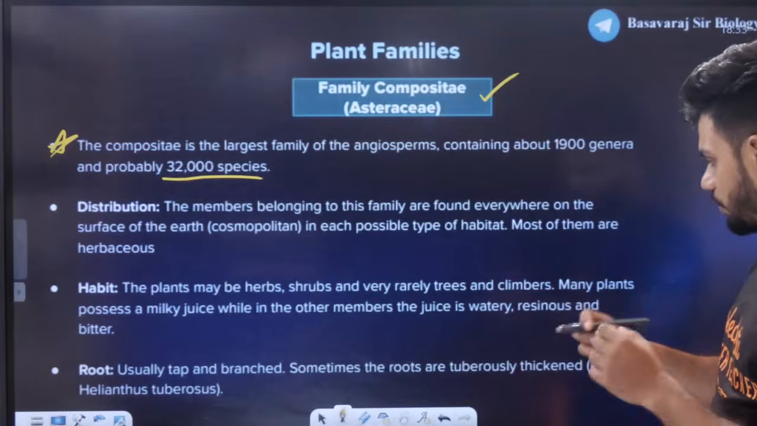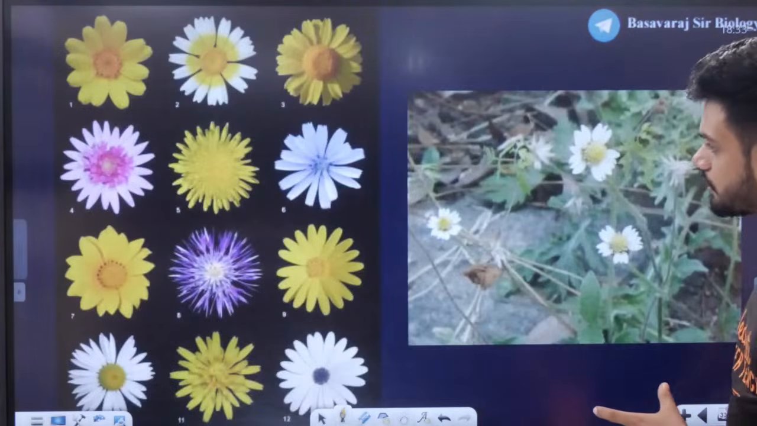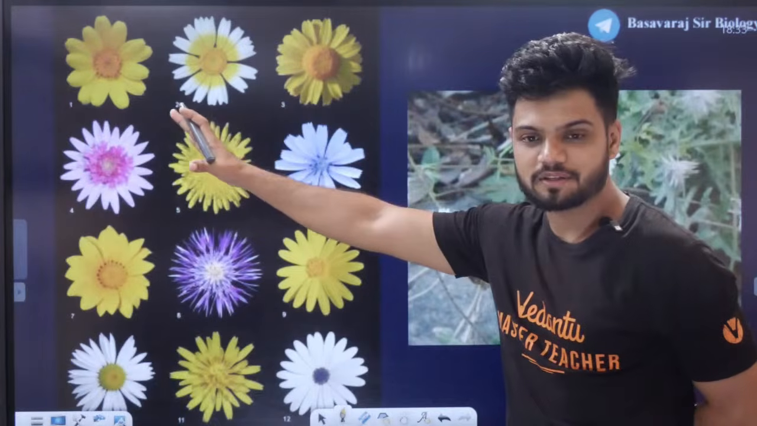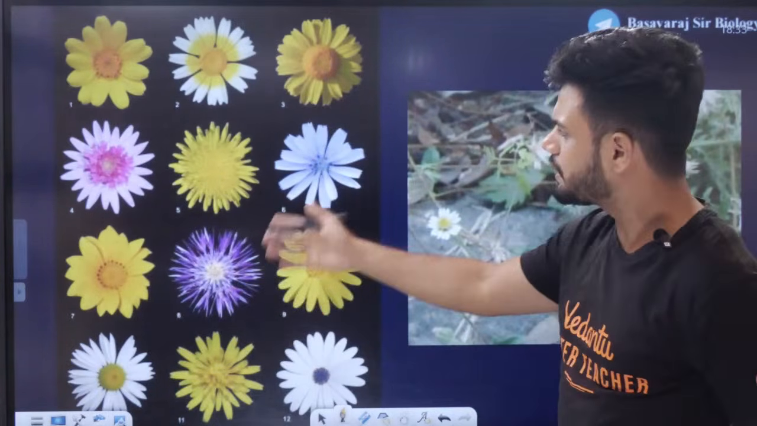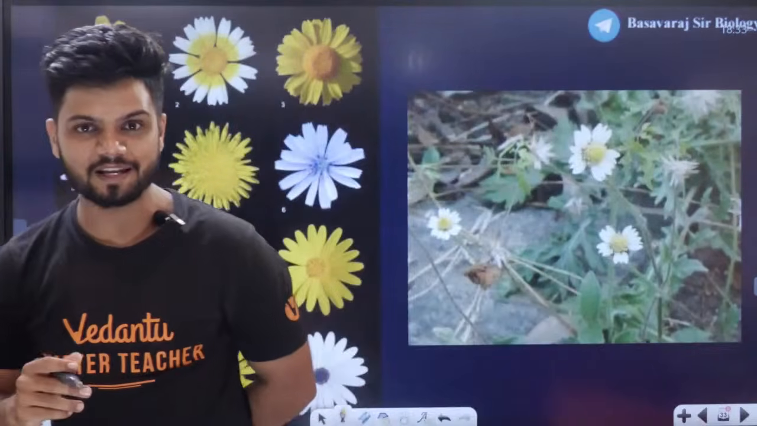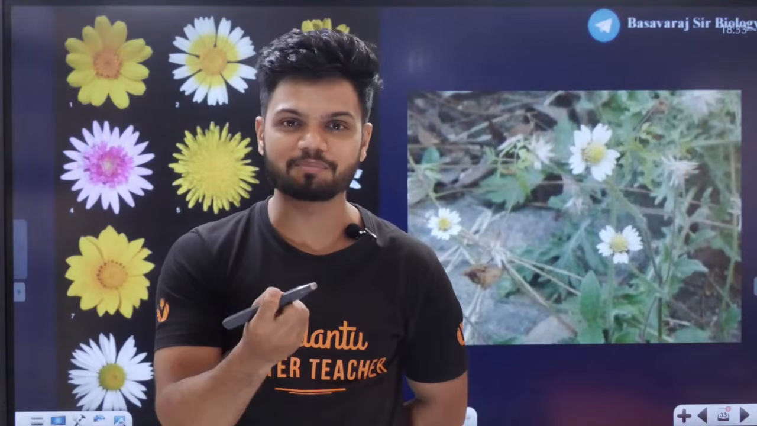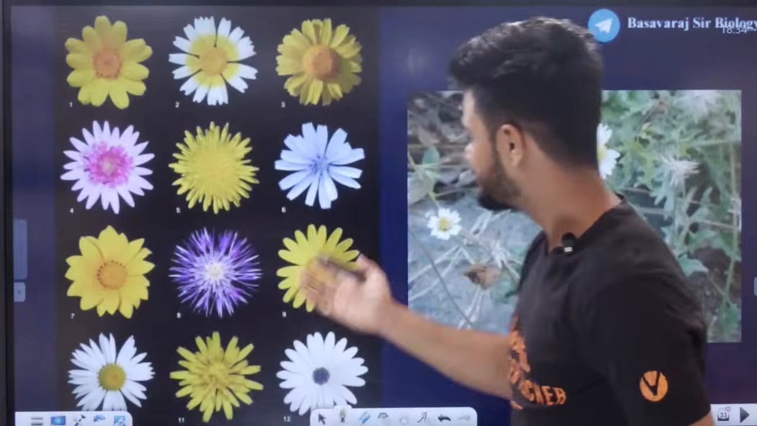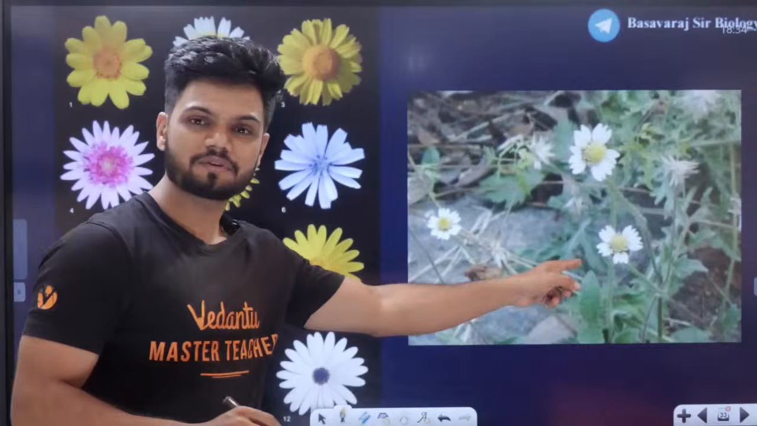Now here I'll tell you what is important to read: inflorescence. How many of you have seen all these flowers? You might have seen them at a wedding. If you go to a wedding hall, you keep plucking it from there. That is called Helianthus. How many of you have seen this? Students, raise your hands.